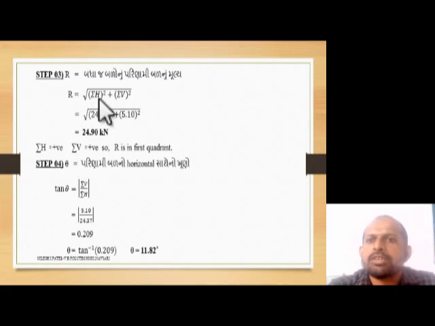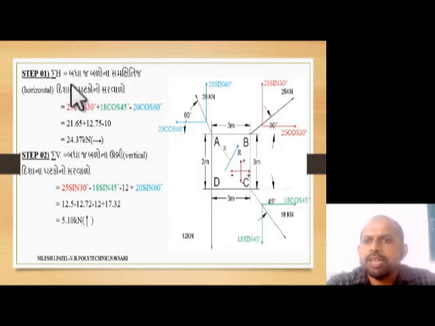So R is equal to the square root of sigma h square plus sigma v square. Put the values of sigma h and sigma v over here and find out the magnitude of the resultant force, which is 24.90 kilonewton. As you know, the value of sigma h is positive and the value of sigma v is also positive.